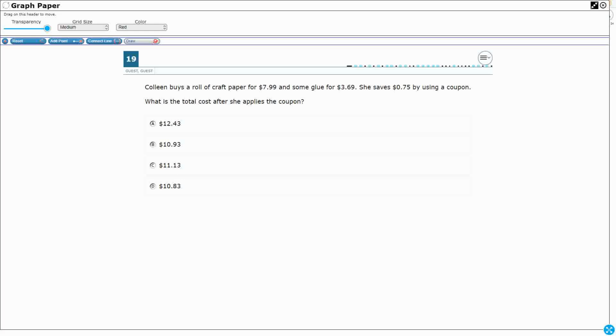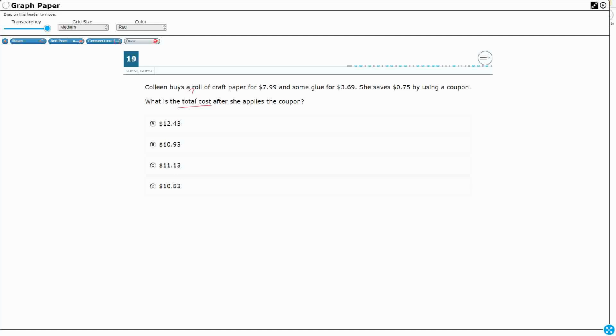All right, so Colleen buys a roll of craft paper for $7.99, some glue for $3.69, and then she saves 75 cents using a coupon. And what is the total cost? All right, so let's see if we could draw a representation to kind of help us figure out what we're supposed to do. What is the total cost? Meaning we are missing the total cost.